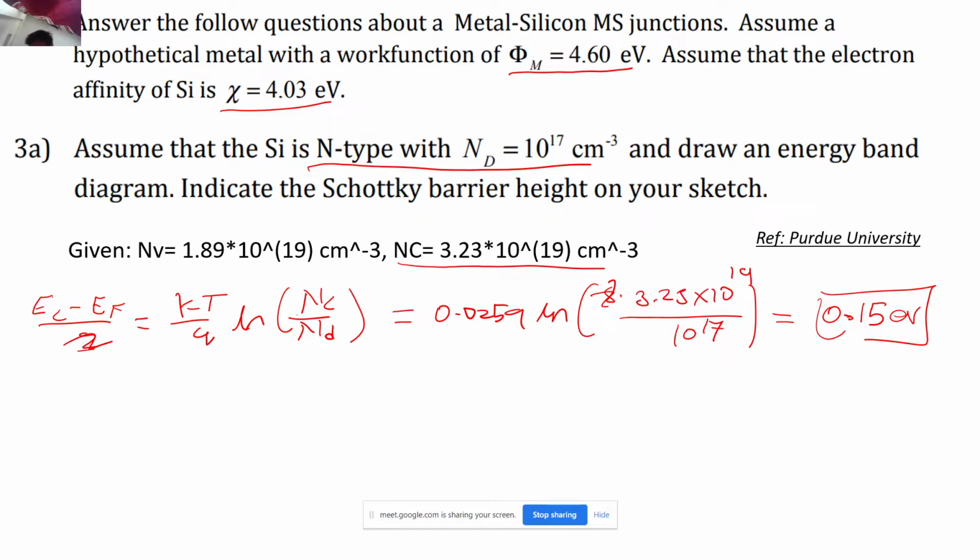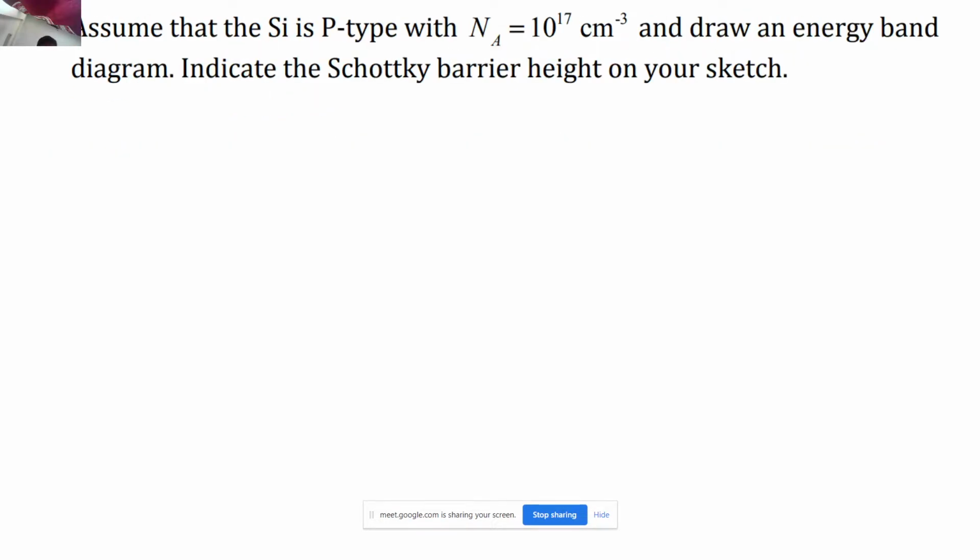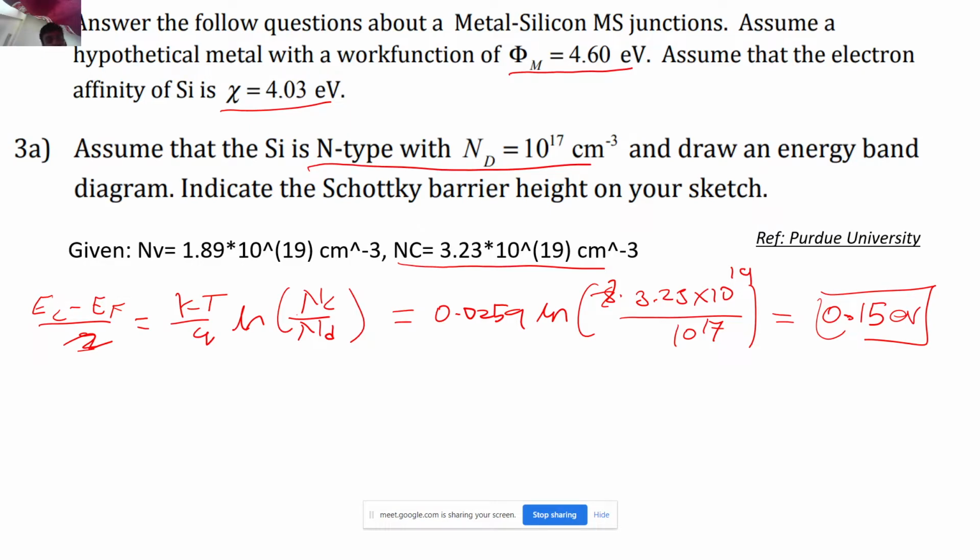So let's start drawing the diagram. First I will draw the diagram before the bending happens, right? So this is our E naught, right? Here our EFM will be present, correct? And it has been given as 4.6 eV, correct?